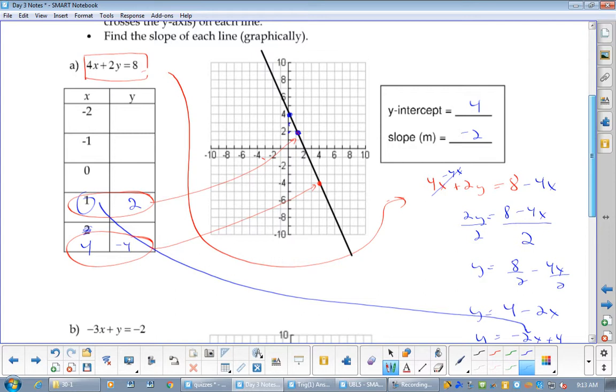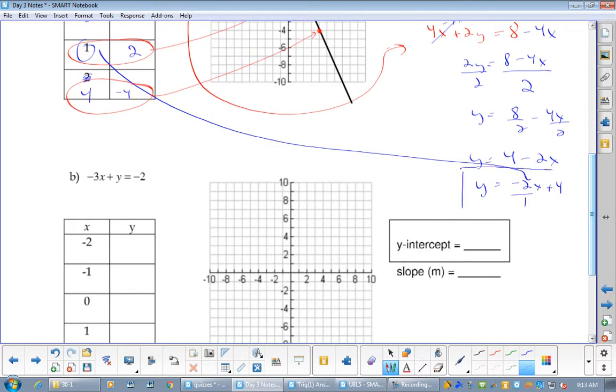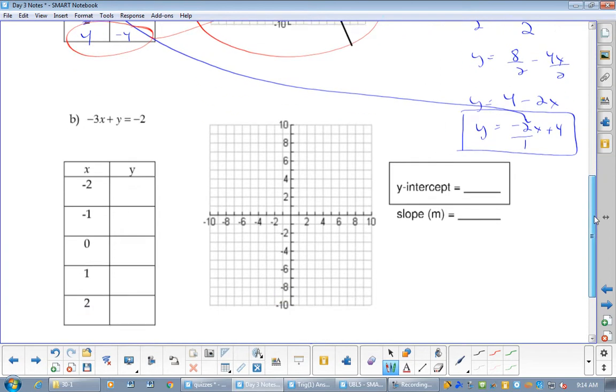The table of values is much easier if you can get your equation set up. Because then it just pops out your y when you put your x's in, right? Okay. B is actually easier than A.